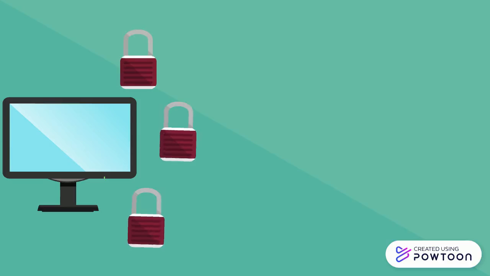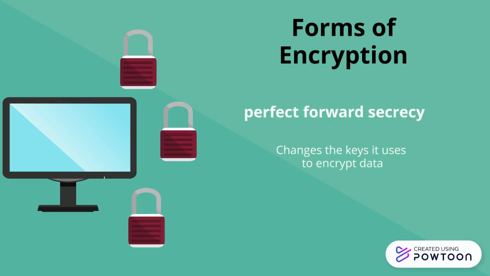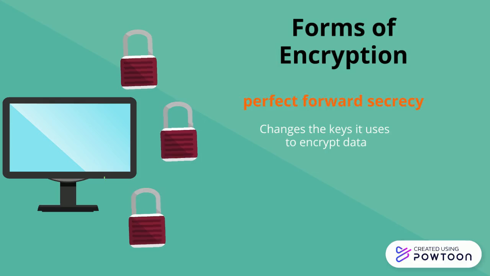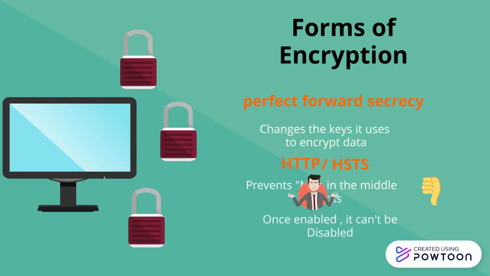Depending on the amount of security needed by an application, special forms of encryption may be used. These include perfect forward secrecy. This is a form of encryption that frequently changes the keys it uses to encrypt data. HTTP Strict Transport Security, or HSTS, can also be used. This helps prevent man-in-the-middle attacks. However, it should be noted that once HSTS is enabled in a web application, it cannot be disabled.